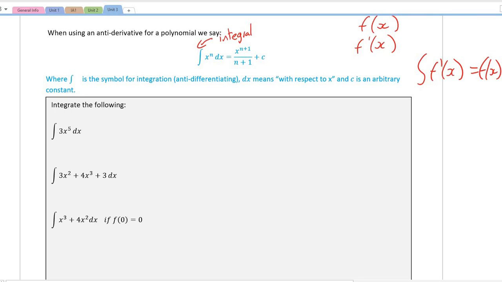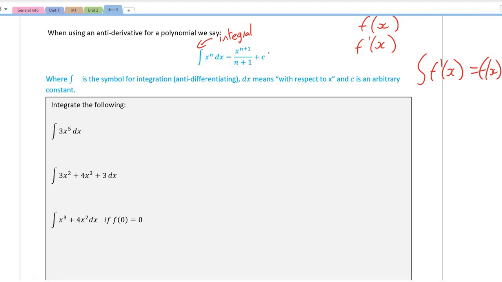Let's do some integration, guys. So, if we have a look at our rule, if we start with x to the power of n, we add 1 to the power, we divide through by that new power n plus 1, we add plus c on the end. That's all it takes to do integrations. The same as derivatives, just in reverse.